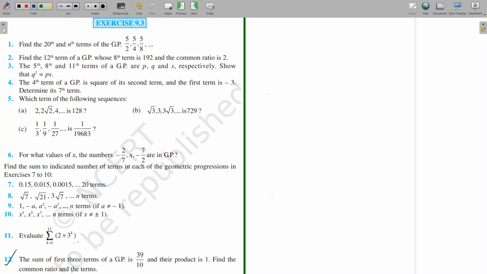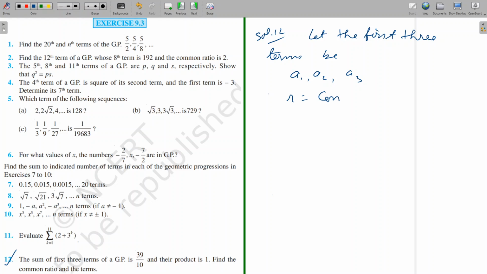Question number 12. The sum of the first three terms of the GP is 39 by 10 and their product is 1. Find the common ratio and the terms. So solution 12. Let the first three terms be A1, A2 and A3 and R equal to the common ratio. So therefore we can have A2 is equal to A1R and A3 equal to A1R square.